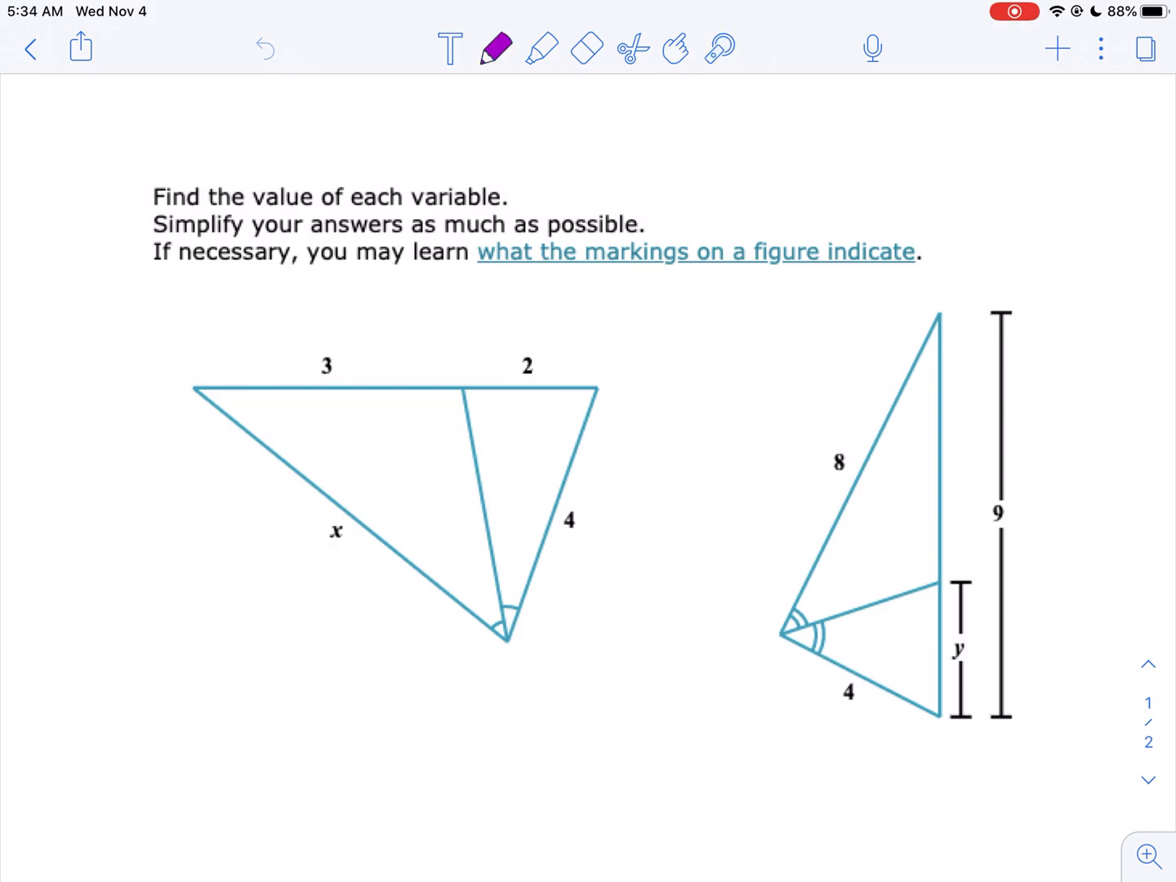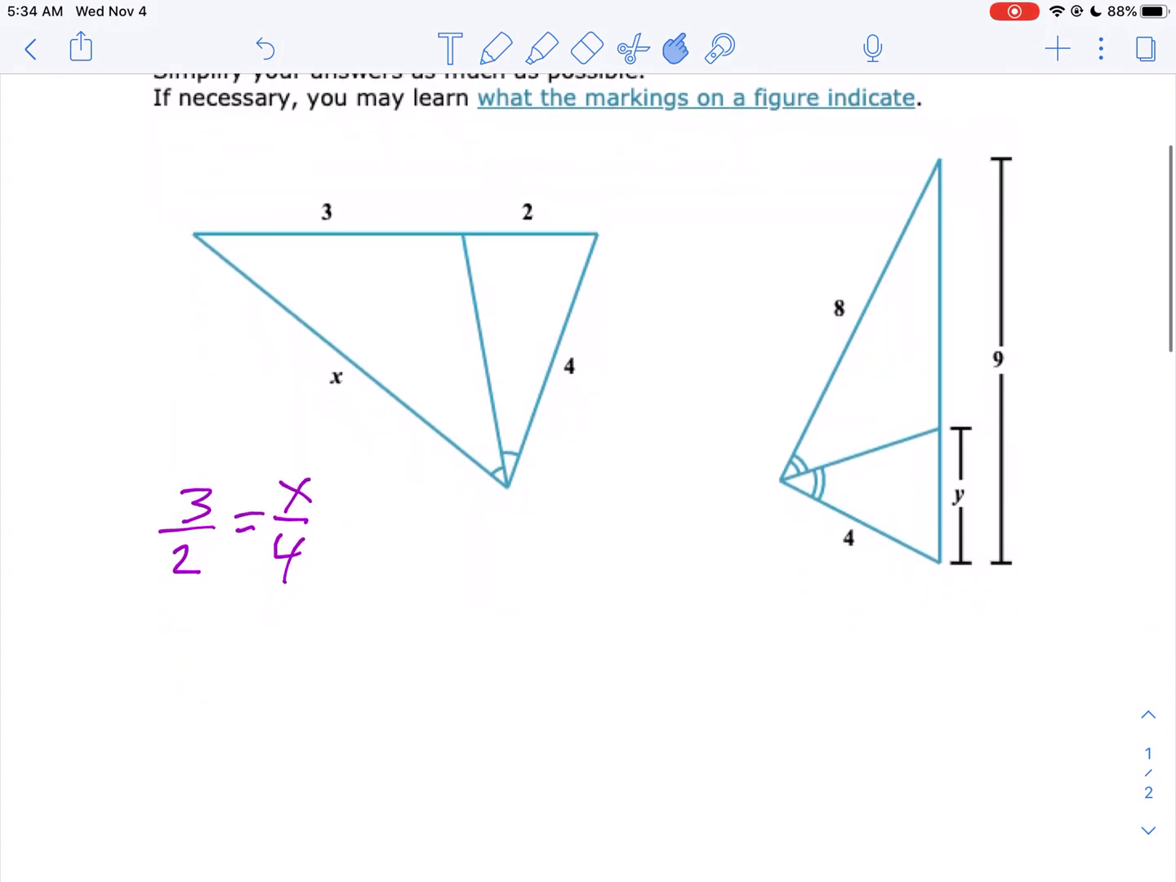So if we take a look at the first problem here, I'm going to say 3 over 2 equals x over 4. You could have said 3 over x equals 2 over 4. That would have been just as correct because we have the same ratios.